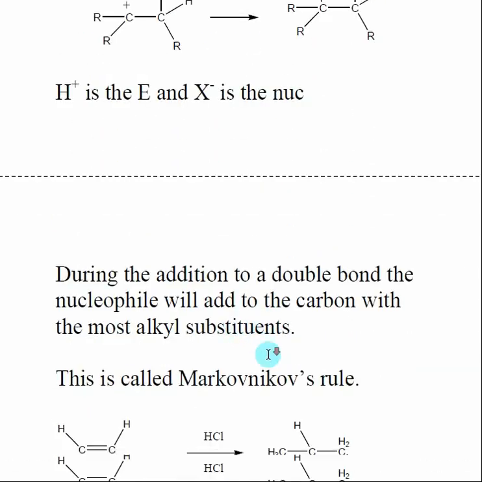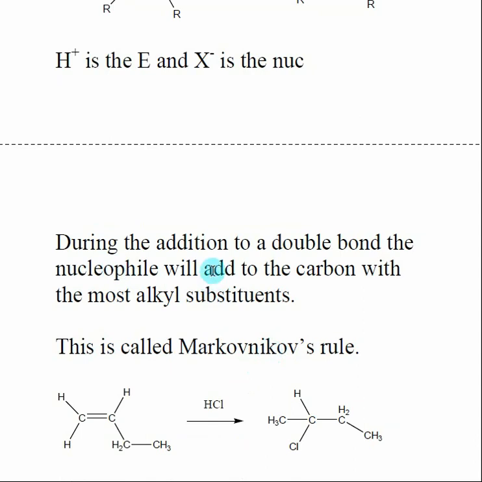So let's look at some real examples here. This idea that when we add to a double bond, my nucleophile goes on the carbon with the most alkyl substituents has a name. So here in organic chemistry, we're going to start naming certain ideas and reactions. So this idea that the nucleophile goes on the more substituted carbon is called Markovnikov's Rule. That basically means that my nucleophile goes on the more substituted carbon.